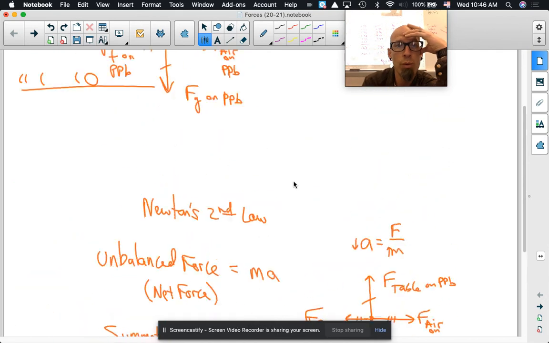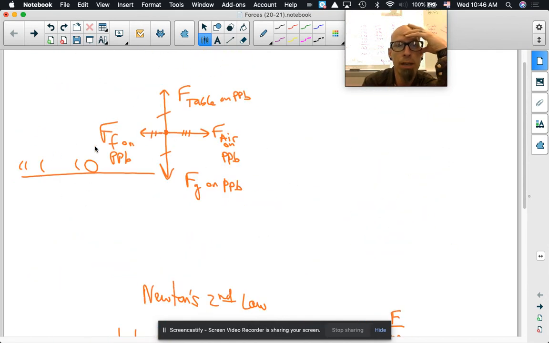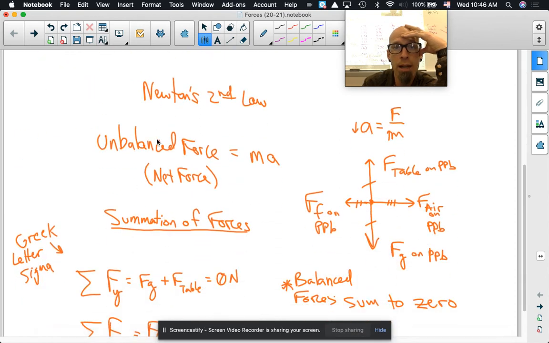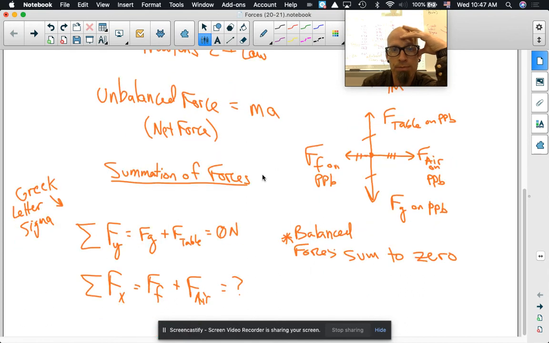No, which is why we had a ball that was speeding up, right? We had a ball that was getting faster, changing velocity, changing its motion, which means the forces are unbalanced. Well, what does Newton's law tell us about unbalanced forces? Well, the unbalanced force is equal to m times a, mass times acceleration.